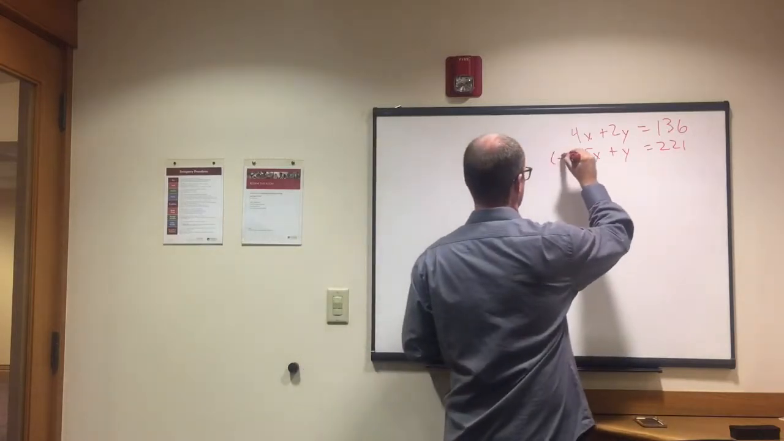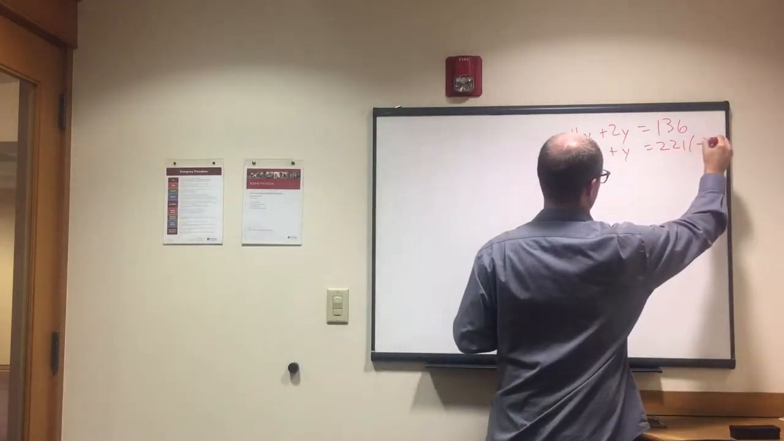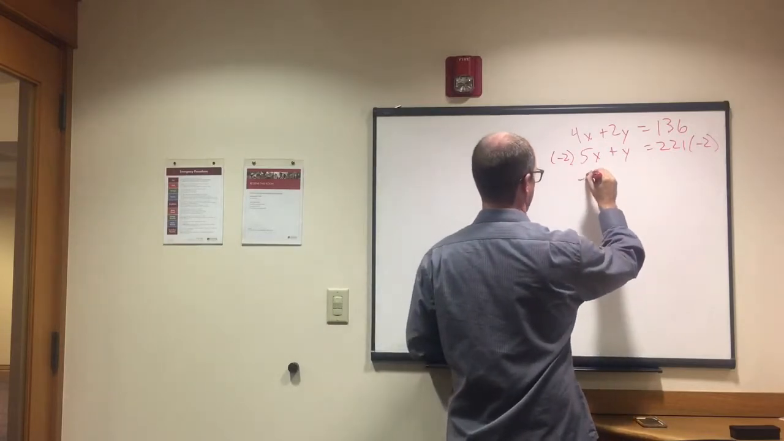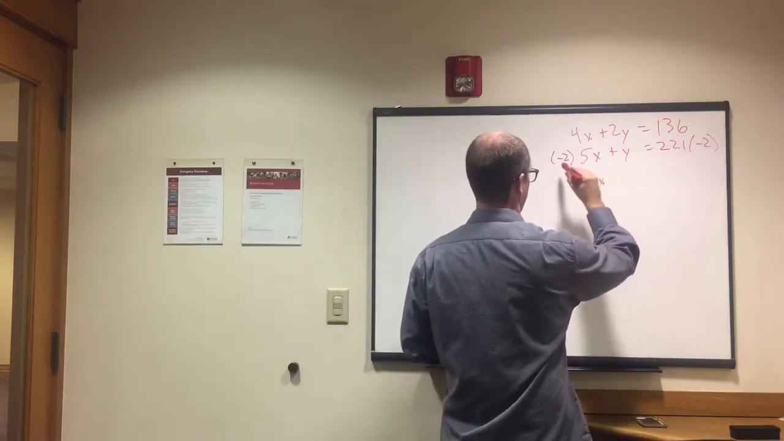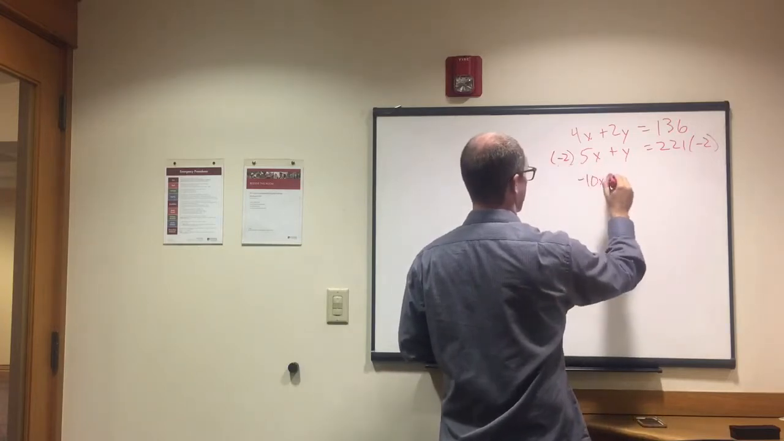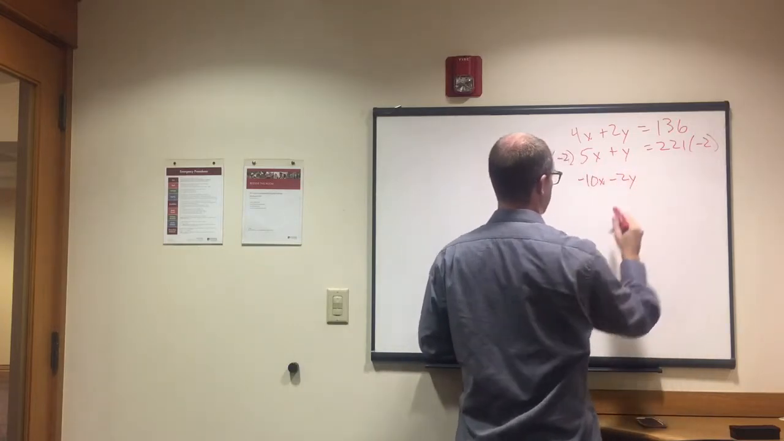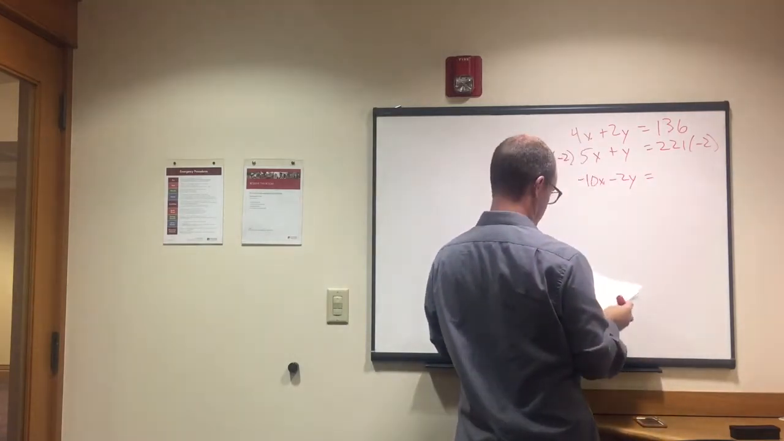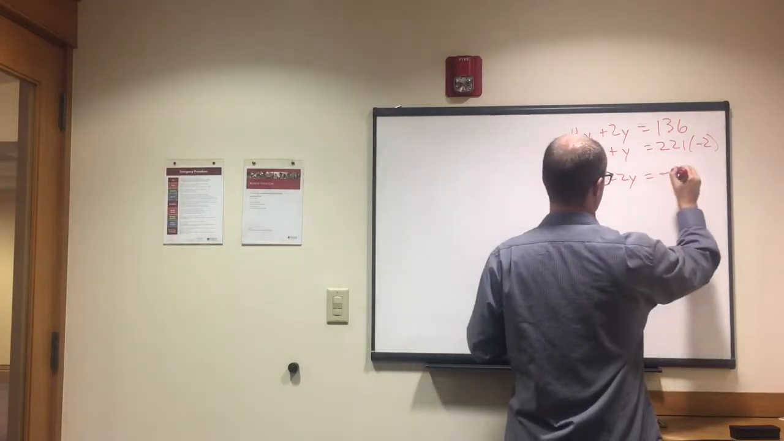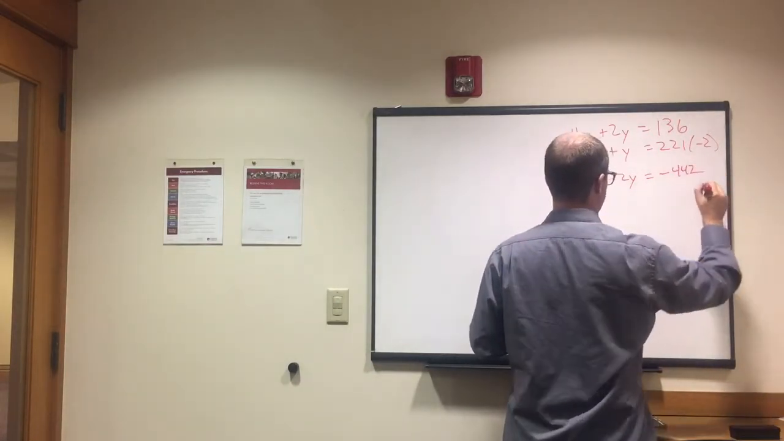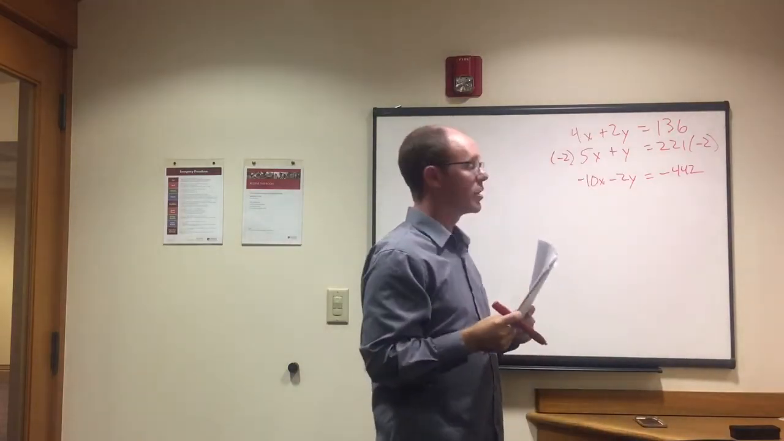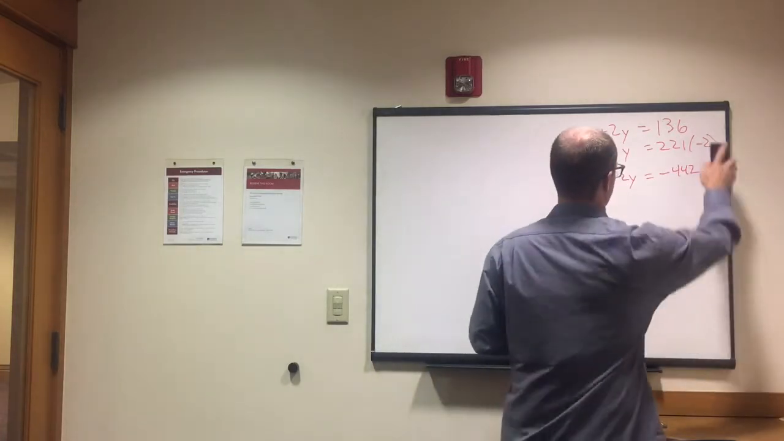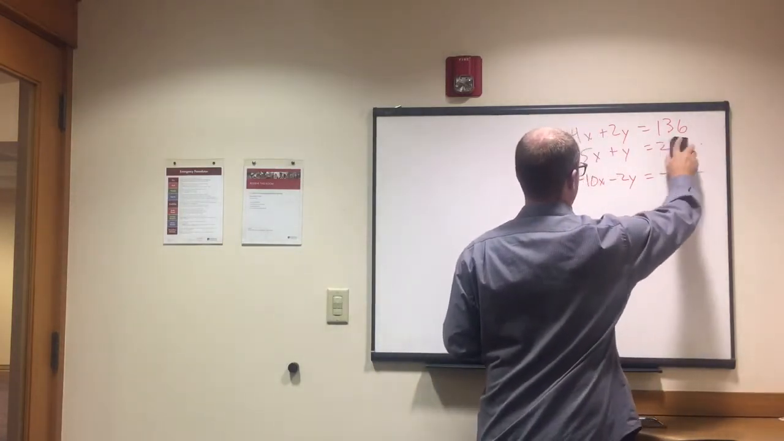So times negative 2, times negative 2. 5x times negative 2 is negative 10x. Plus, or in this case minus, negative 2 times y is negative 2y equals 221 times negative 2 is negative 442. We get some big numbers. So that's what we've done, and we can erase this line. This is our new line.